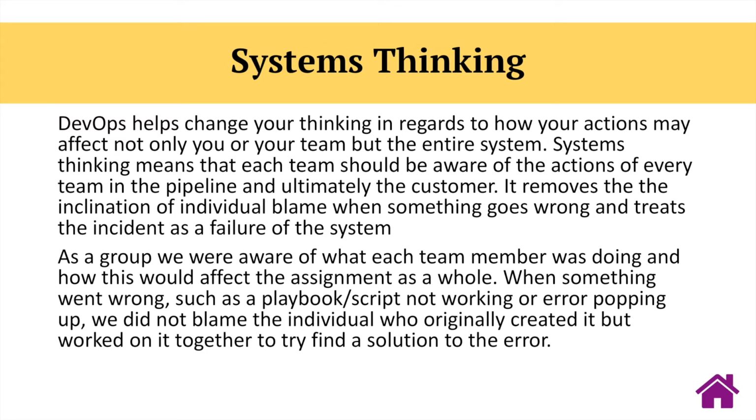Systems thinking. So systems thinking, as a group, we were aware of what each other was doing and how it would affect the assignment as a whole. So when something went wrong, such as the playbook or script not working, we didn't blame the individual who originally created it, but we worked together to find a solution to that error.